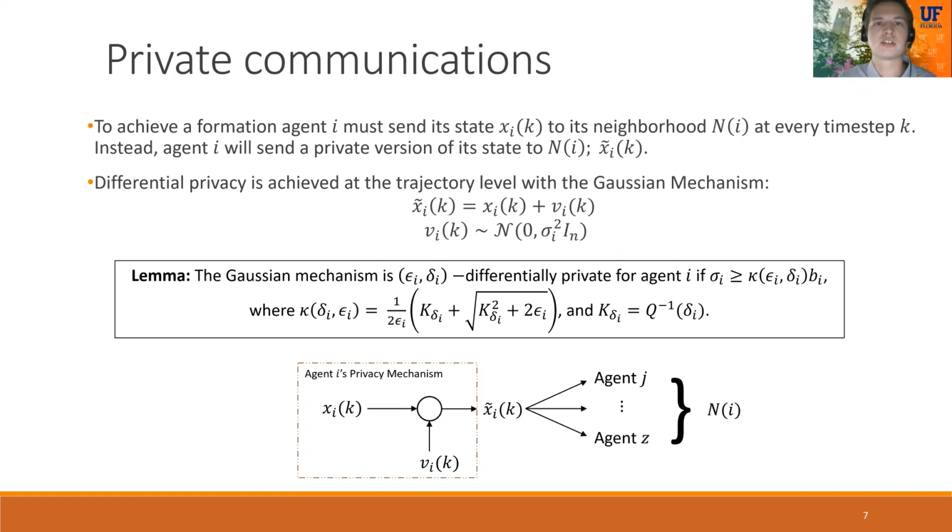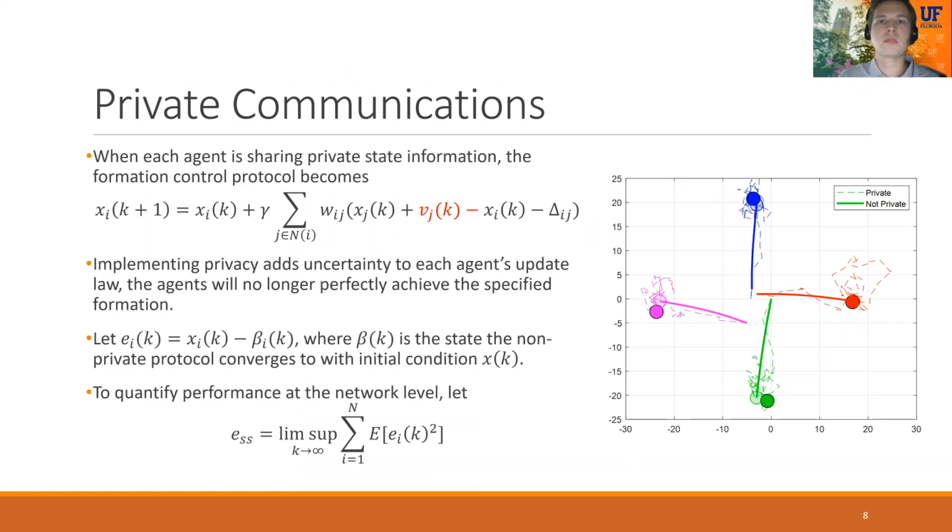And to achieve privacy at the network level, each agent will use this mechanism. So to reiterate, agent i is going to add noise to its state to get its private state, and then it's going to send this private state to all the agents in its neighborhood set, and each agent is going to perform this. So when each agent implements privacy using the Gaussian mechanism, the formation protocol changes a little bit. Here v_j is privacy noise added by agent j. As a consequence of implementing privacy, we incorporate a stochastic component into our controller, and we're no longer perfectly achieving the formation. This is illustrated in the simulation here.